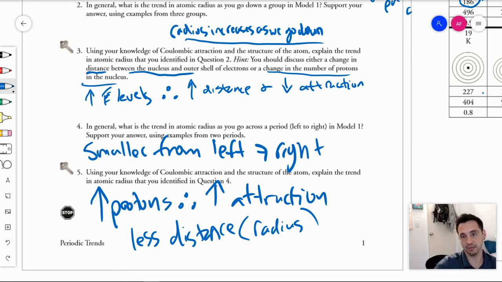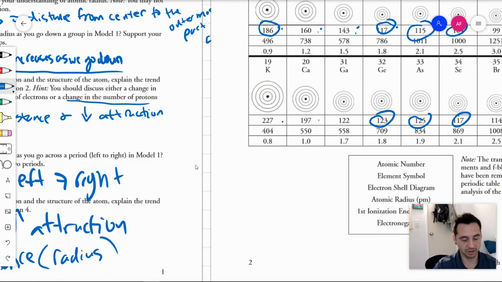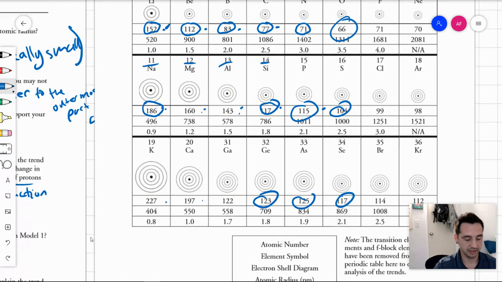So from top to bottom, we're increasing energy levels, increasing the radius. Left to right, increasing protons, increasing attraction. It's getting tighter and tighter, smaller and smaller. We're not adding any energy levels, so it's getting smaller and smaller. Okay?